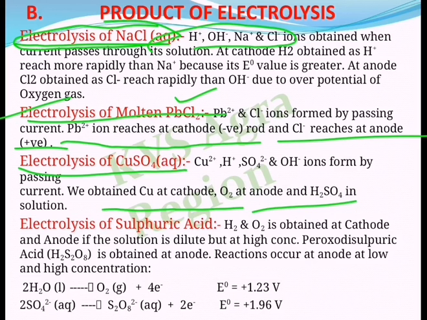When you carry out electrolysis of sulfuric acid, you get 2 types of product depending upon the concentration of the acid. If the concentration is low and the solution is dilute, you get hydrogen at the cathode and oxygen at the anode. But when the concentration is high, you get peroxydisulfuric acid instead of oxygen, and at the cathode you get the same hydrogen.